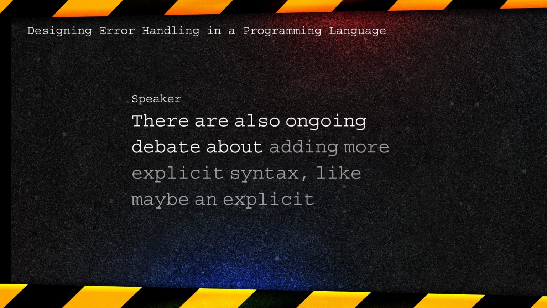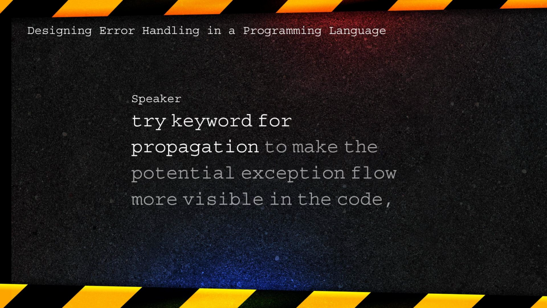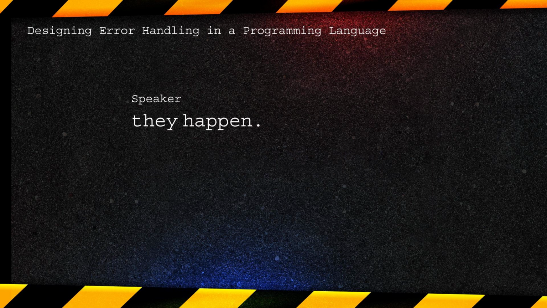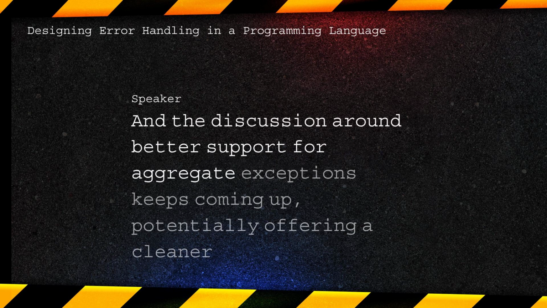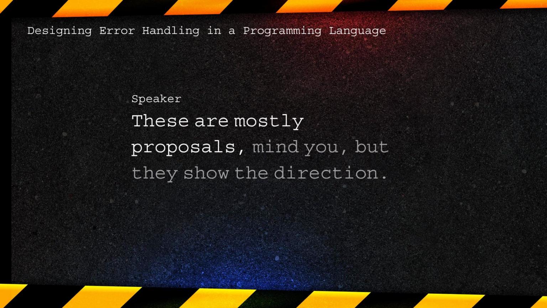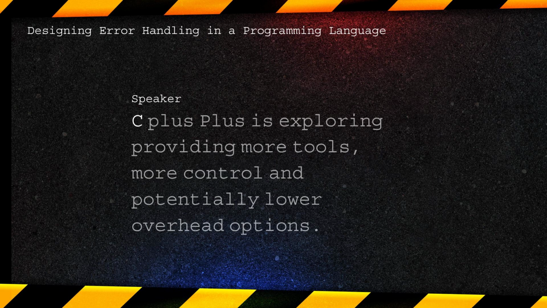There's also ongoing debate about adding more explicit syntax, like maybe an explicit try keyword for propagation, to make the potential exception flow more visible in the code, addressing that common criticism that exceptions can be kind of invisible until they happen. And the discussion around better support for aggregate exceptions keeps coming up, potentially offering a cleaner way to manage multiple failures, maybe even addressing some aspects of that tricky destructor problem we talked about. These are mostly proposals, mind you, but they show the direction C++ is exploring, providing more tools, more control, and potentially lower overhead options. Interesting.